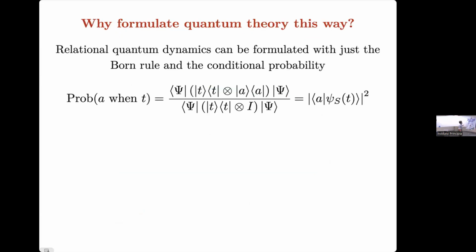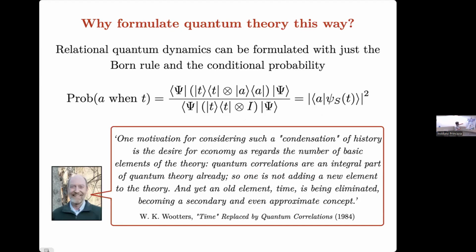So, why formulate quantum theory in this way? It's because with dynamics now, you don't have to postulate the Schrodinger equation independently of the kinematical structure or the measurement theory of quantum mechanics. It arises just by asking about conditional probabilities in the Born rule. So I really like this. This is a follow-up essay that Bill Wootters wrote afterwards. He says, one motivation for considering such a condensation of history, he's referring to the physical state there, is the desire for economy as regards the number of basic elements of the theory. Quantum correlations are an integral part of quantum theory already, so one is not adding a new element to the theory, and yet an old element, time, is being eliminated, becoming secondary, even approximate.